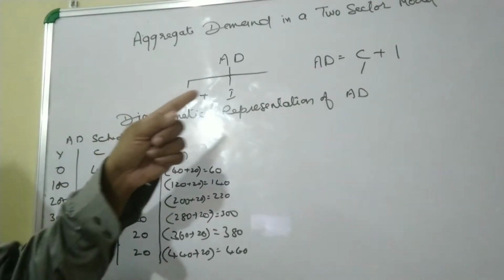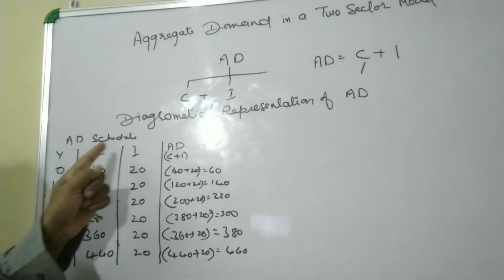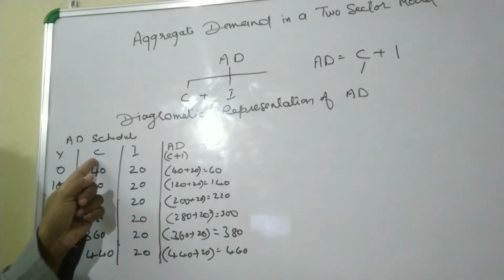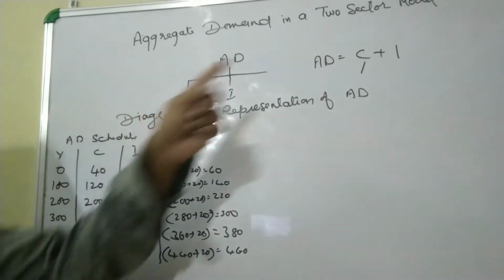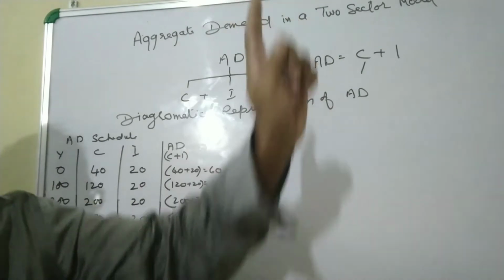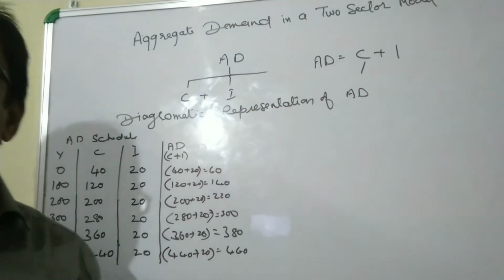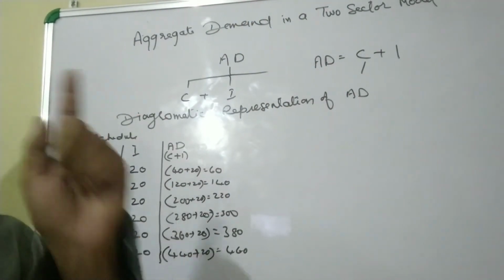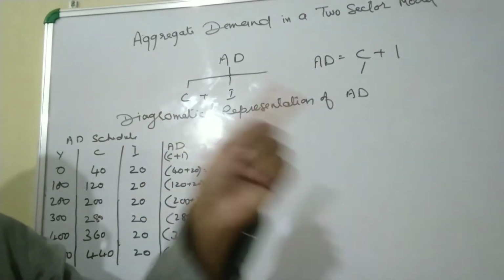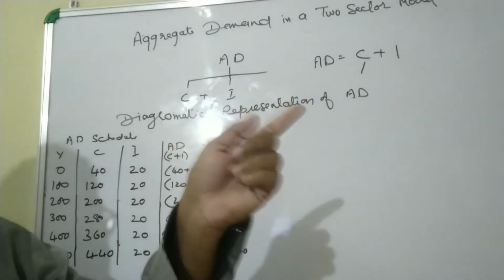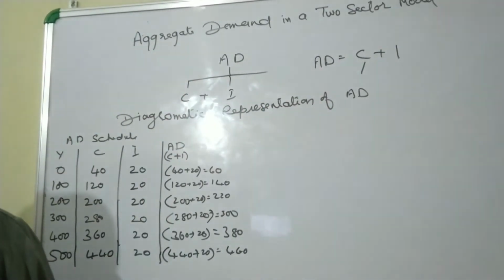Here anyway we are talking about two sector model, so we have taken only two things, that is consumption expenditure and investment expenditure. AD is equal to C plus I. We are not studying about government expenditure and we are not studying about foreign sector, that is exports minus imports or net exports. Now let us come to the diagram.